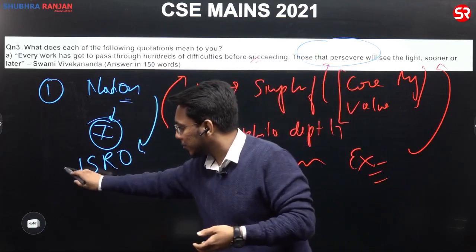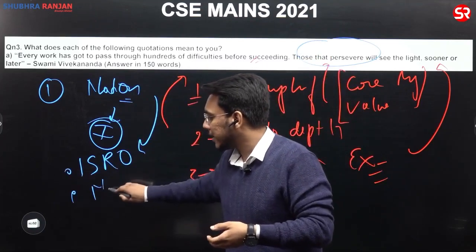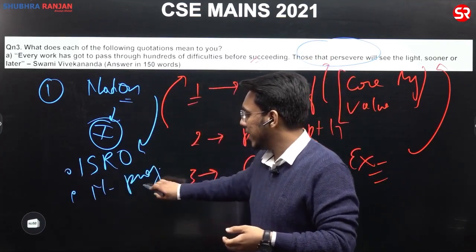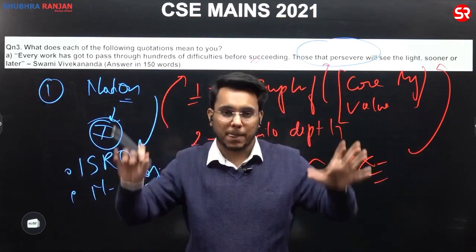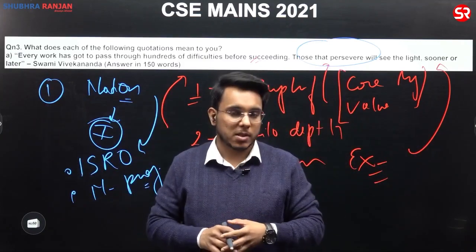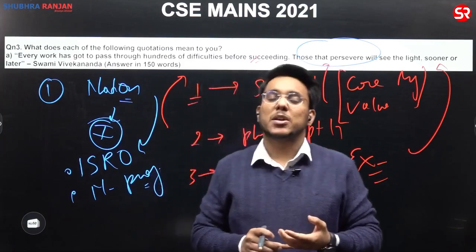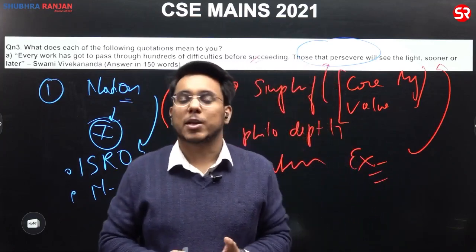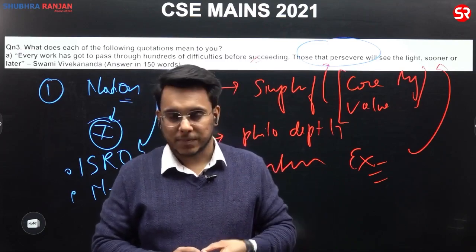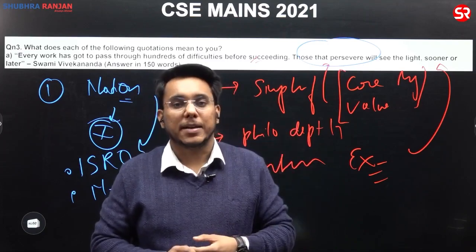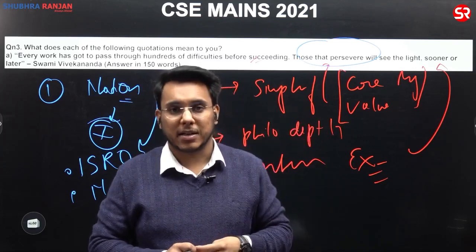Second example you can take, when India started the nuclear program. When India started the nuclear program, every country shunned India. Nobody was ready to give support. We were not given the membership of the MTCR, Missile Technology Control Regime. We were not given the membership of the NSG. Even India did not sign the NPT. India did not sign the CTBT.